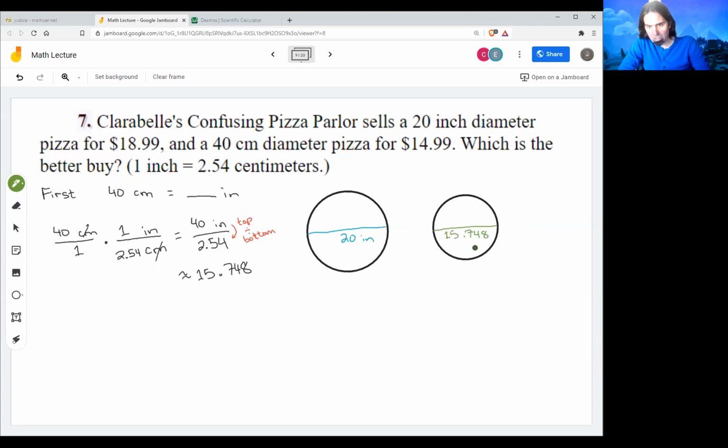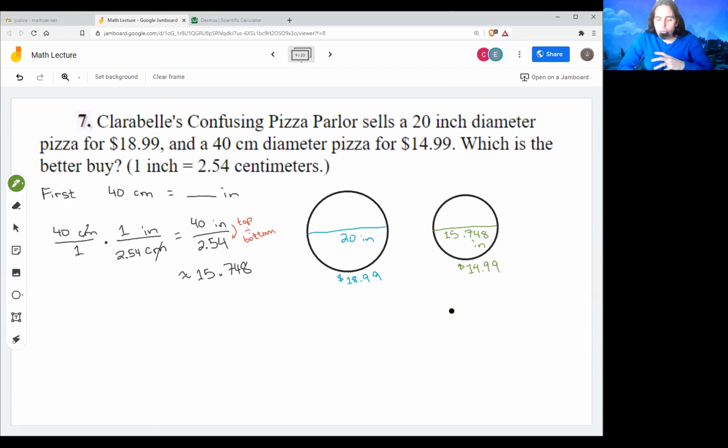15.748 inches. Okay. By the way, the blue pizza costs $18.99, and the green pizza costs $14.99. So which one is the better buy?